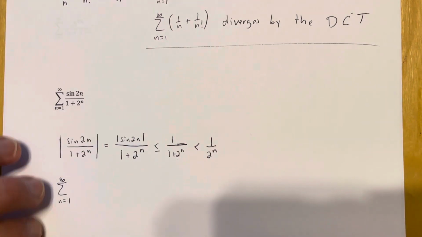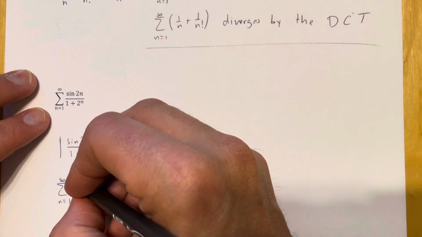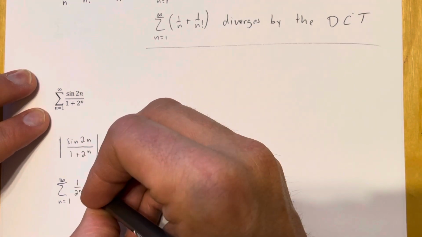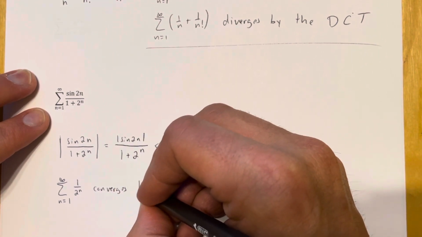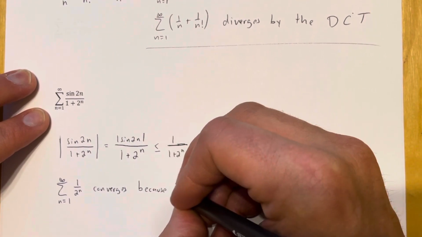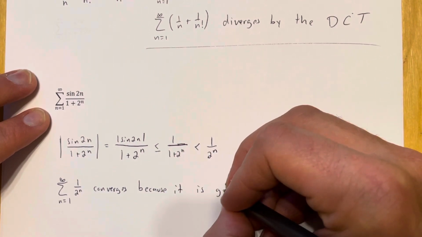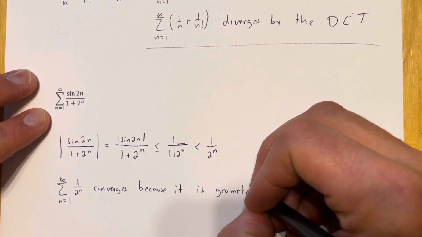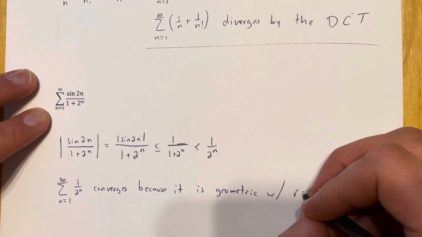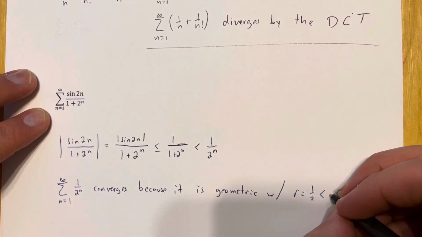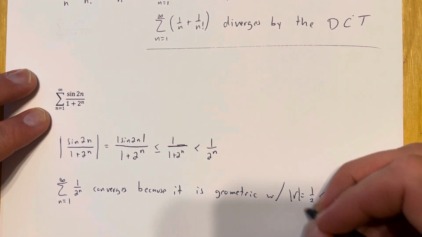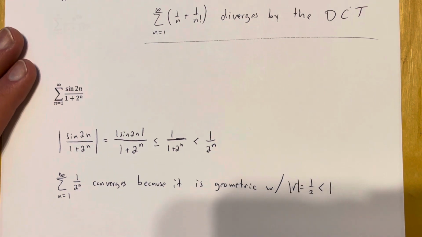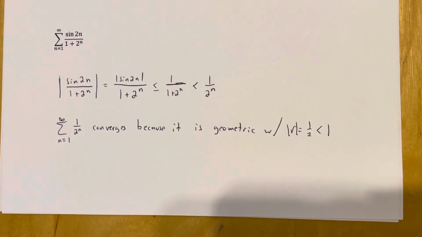The series from 1 to infinity of 1 over 2 to the n converges because it is geometric with r equals 1/2, which is less than 1. Okay. In fact, I could even say the absolute value of r is 1/2. It's technically not necessary to state that, but that's how we state it in the geometric series test for convergence.